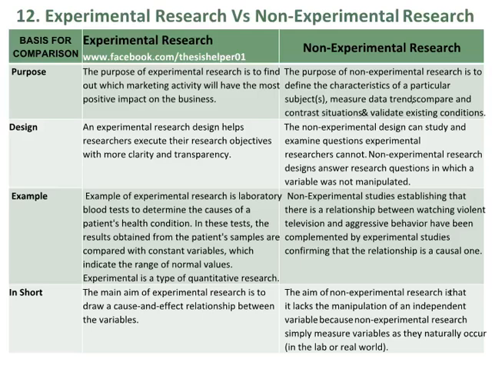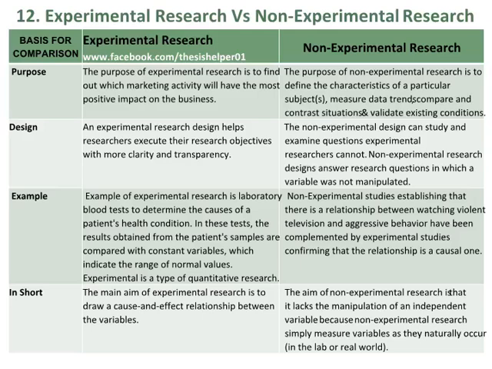An example of experimental research is laboratory blood tests to determine the causes of a patient's health condition. In these tests, the results obtained from the patient's samples are compared with constant variables, which indicate the range of normal values. Experimental research is a type of quantitative research. Whereas non-experimental studies establishing that there is a relationship between watching violent television and aggressive behavior have been complemented by experimental studies confirming that the relationship is a causal one.